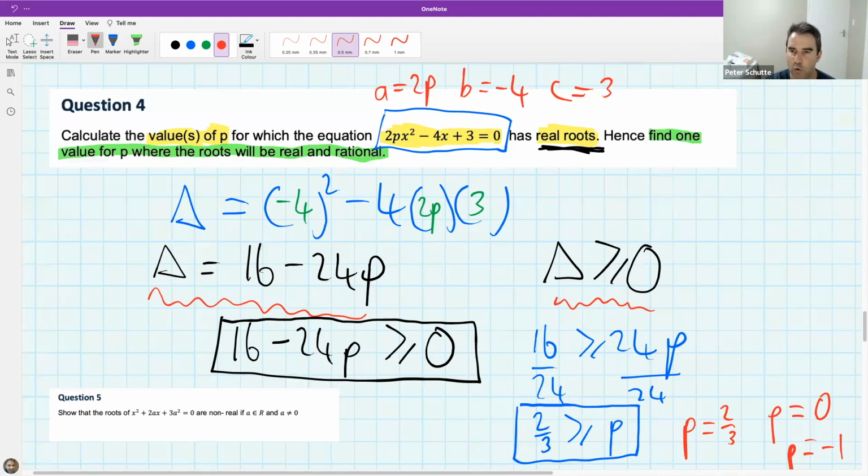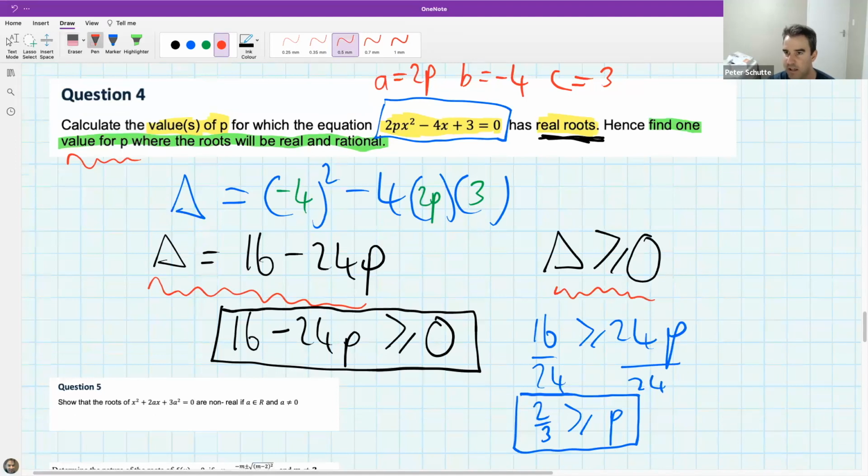The second bit of the question where it says, hence, find one value for P where the roots will be real and rational. Oh, wait, I've got to be careful here. It says real and rational. So I would like from the class, what value of P will be real and rational? This is a great question. Unfortunately, I was looking at just being real, but now I have to be rational as well.